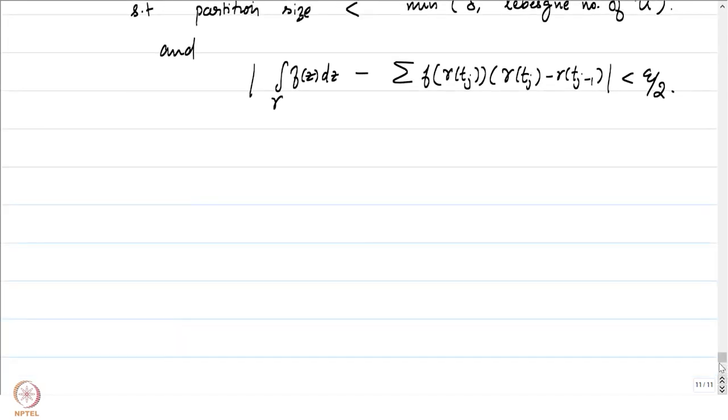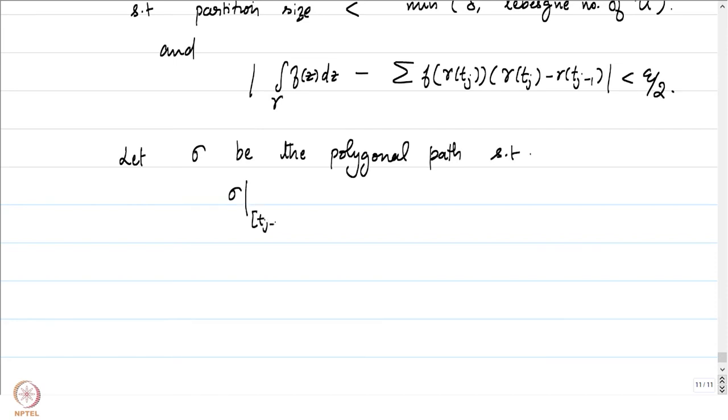Okay, now we have all the machinery to define our sigma. Let sigma be the concatenation of paths, the polygonal path such that sigma restricted to tj minus 1 to tj is just the straight line path which joins gamma of tj minus 1 to gamma of tj.